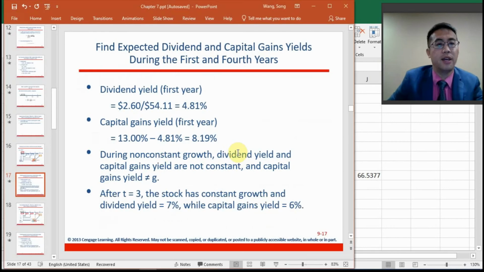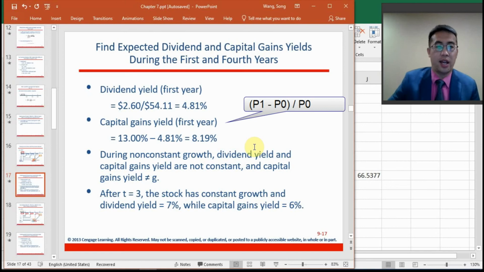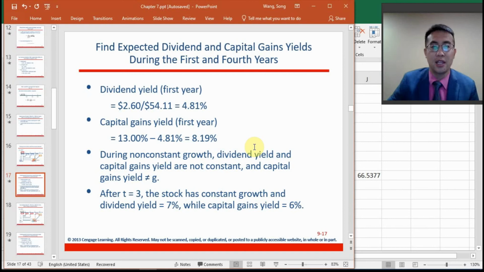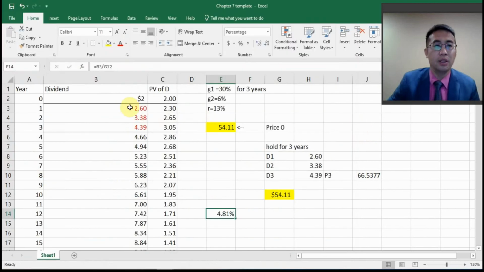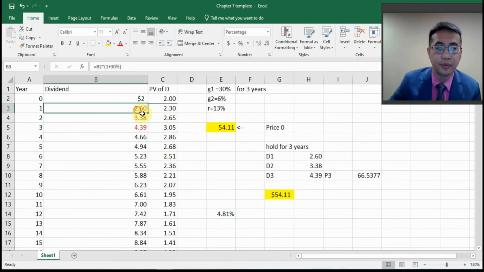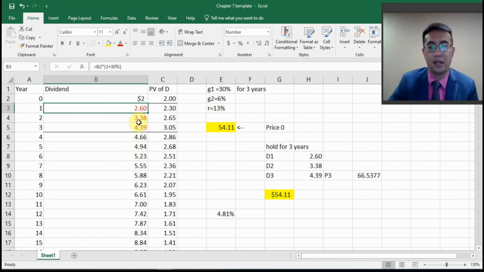All right, and then you need to get a capital gains yield. Well, the definition of a capital gains yield is the percentage change of a stock price. You probably need to use the price 1 minus price 0 divided by price 0 as the formula. However, to get price 1, it is very difficult in the two-stage growth model. If you get a price 1 here, you're gonna use dividend 2, dividend 3, and then price 3 discounted by n minus 1 years, so it is unnecessary.